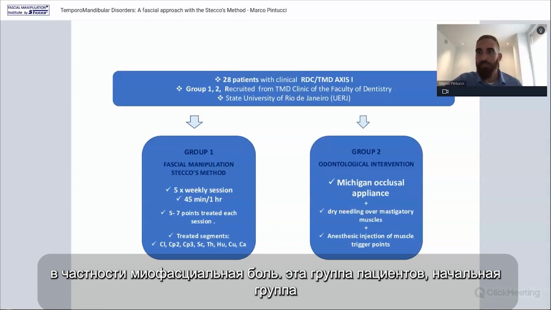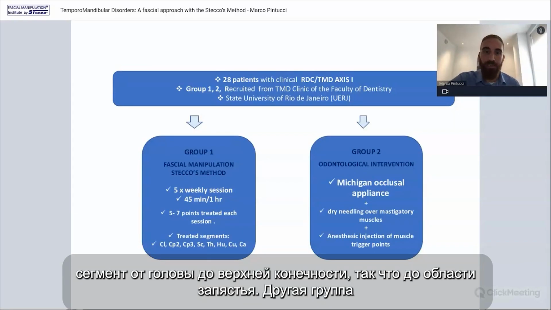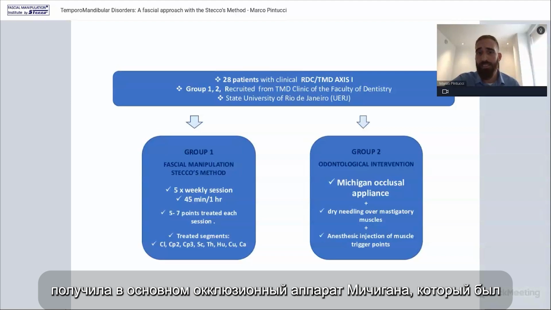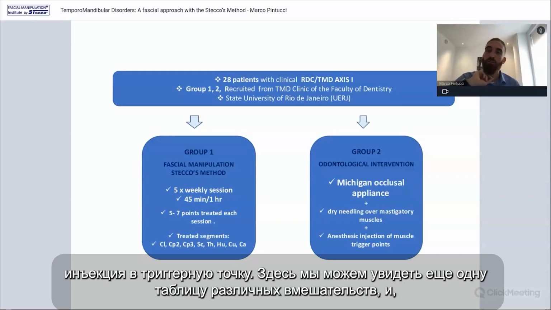The study group received 5 weekly sessions of fascial manipulation. We treated this segment from caput until the upper limb, so until the carpus region. And the other group received basically an occlusion appliance, so the myorelaxant appliance, which was adjusted for 5 weekly sessions, and then dry needling of the masticatory muscle and also anesthetic injection of the trigger point.